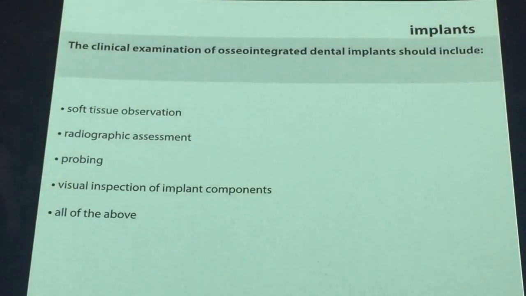The clinical examination of osseointegrated dental implants should include... let's do a pause right there.